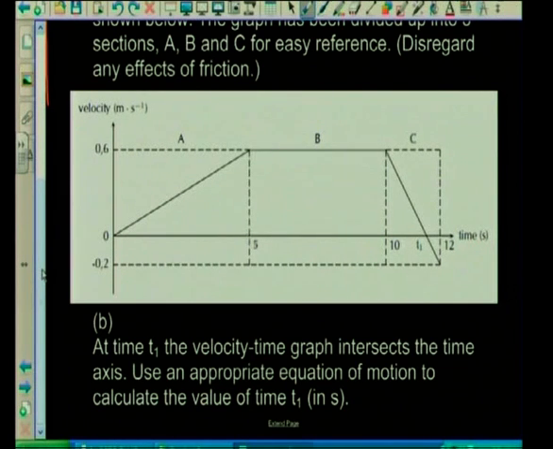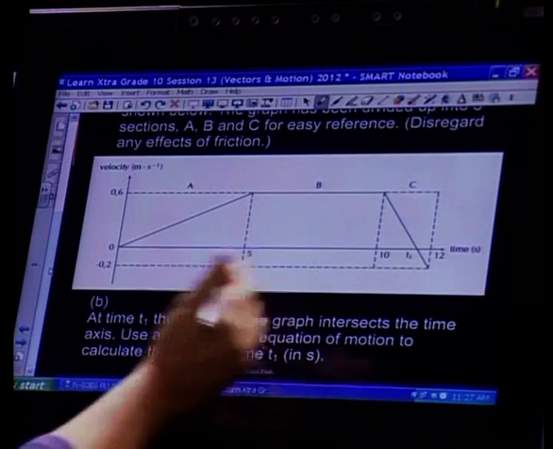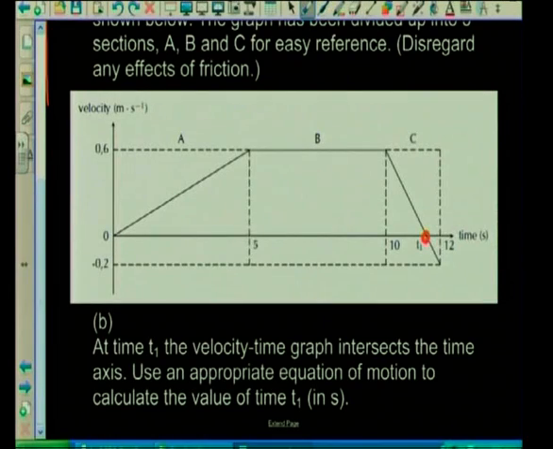But now, watch what this question says to us. Remember, it's acceleration and constant motion, then deceleration. It says to us, at T1, so at this point, the velocity time graph intersects with the time axis. Use an appropriate equation of motion to calculate the value of T1 in seconds. Now, grade 10s, the very first question here said to us, use the graph to calculate. Now we're saying, use equations of motion.